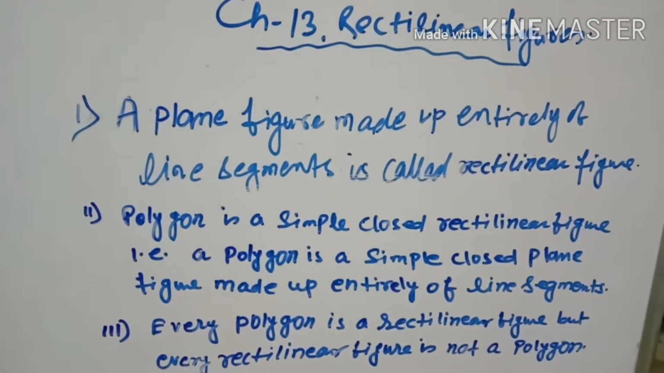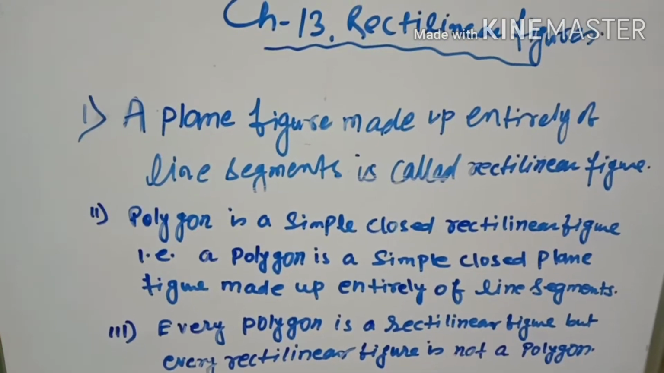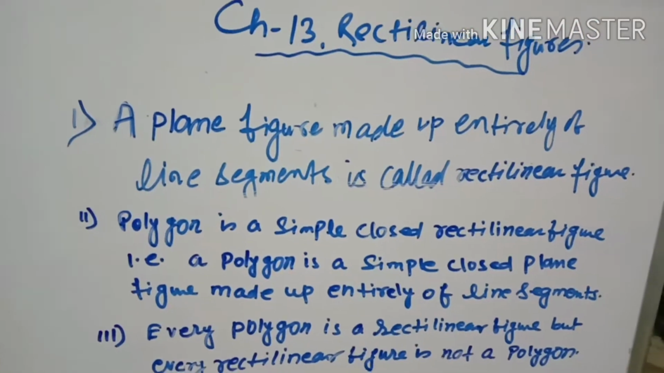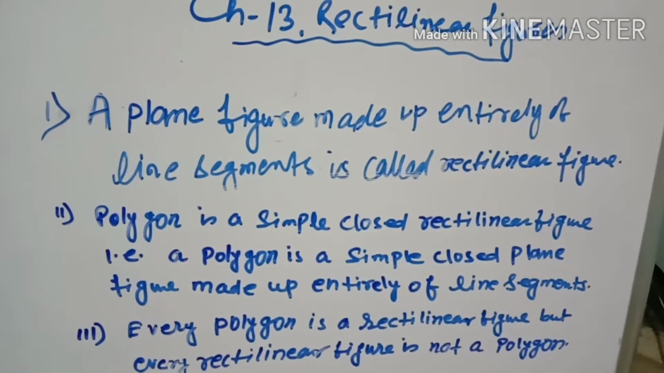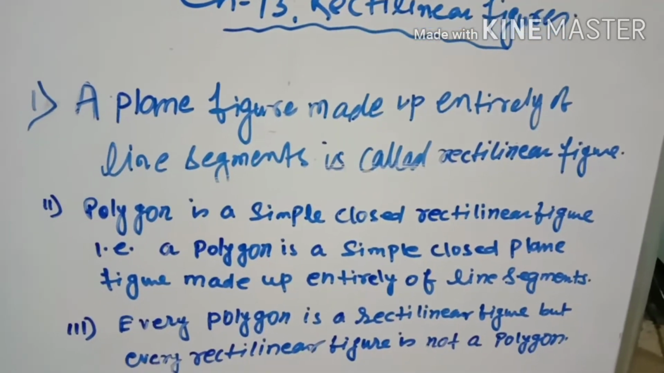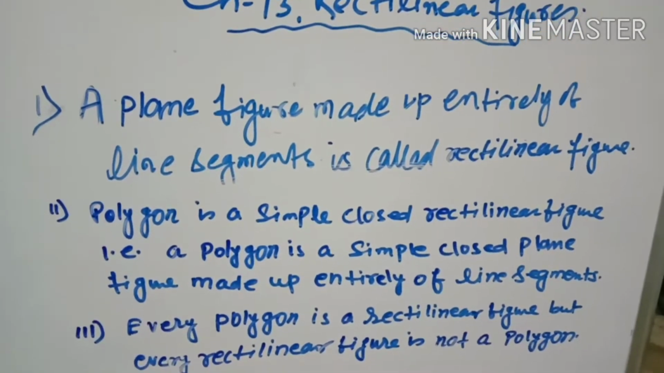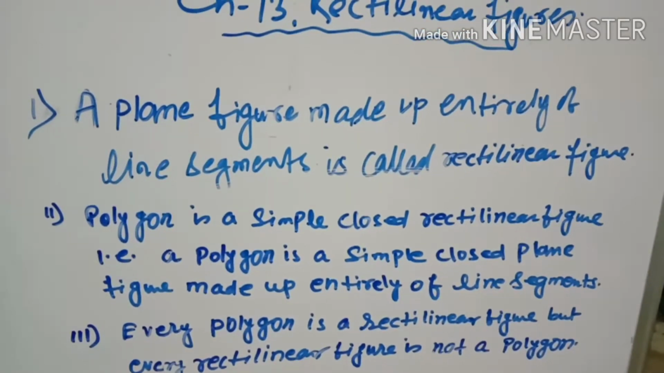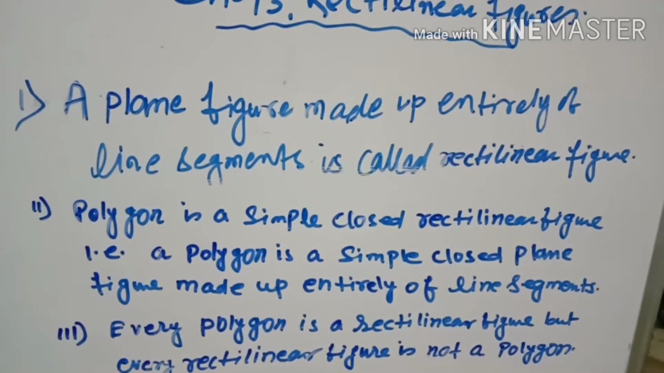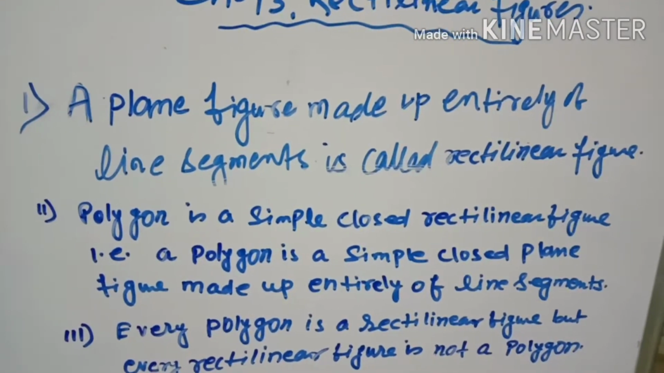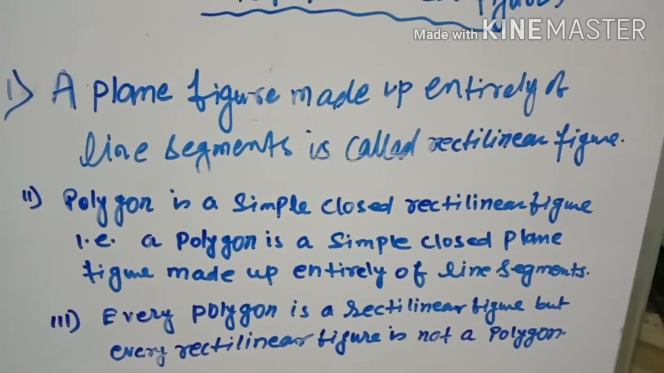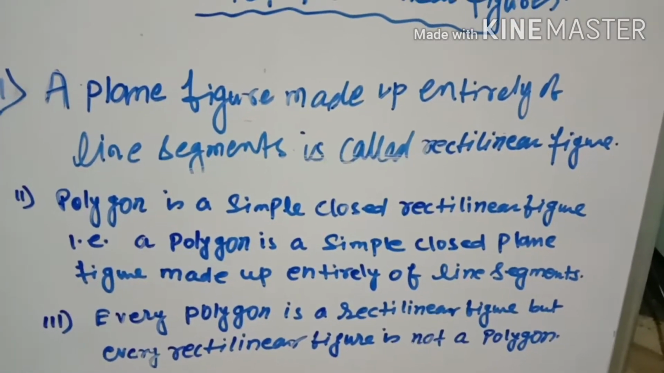For those not able to attend the online classes, see rectilinear figure. A plane figure made entirely of line segments is called a rectilinear figure. A polygon is a simple closed rectilinear figure, that is, a simple closed plane figure made entirely of line segments. Every polygon is a rectilinear figure, but every rectilinear figure is not a polygon. Write down please.